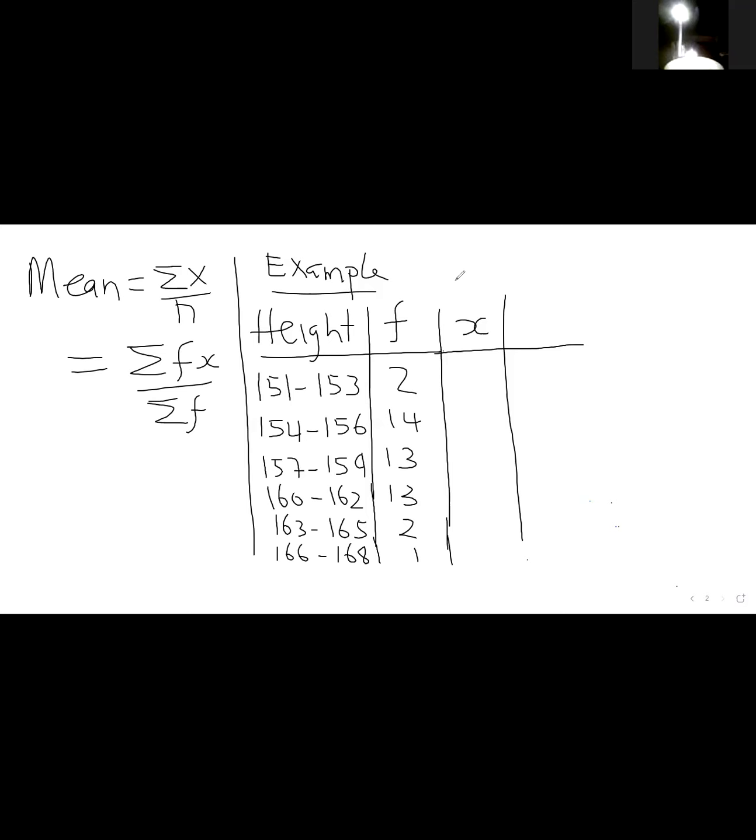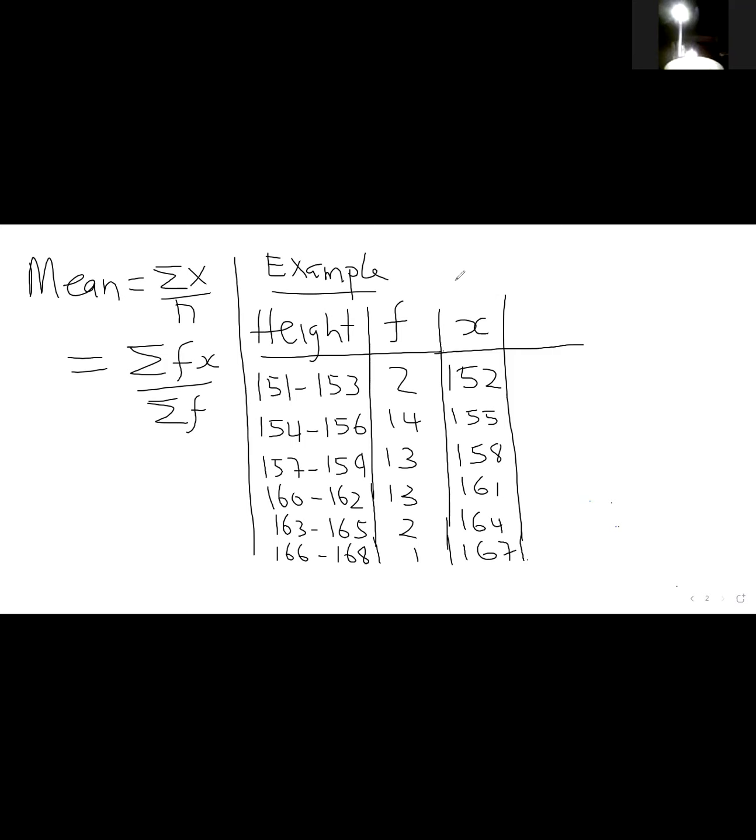And you get 152. So we get X values. Can we all get X values? 152, the next becomes 155, then 158, 161, 164, and 167. This is what we call numbers of O-level style.